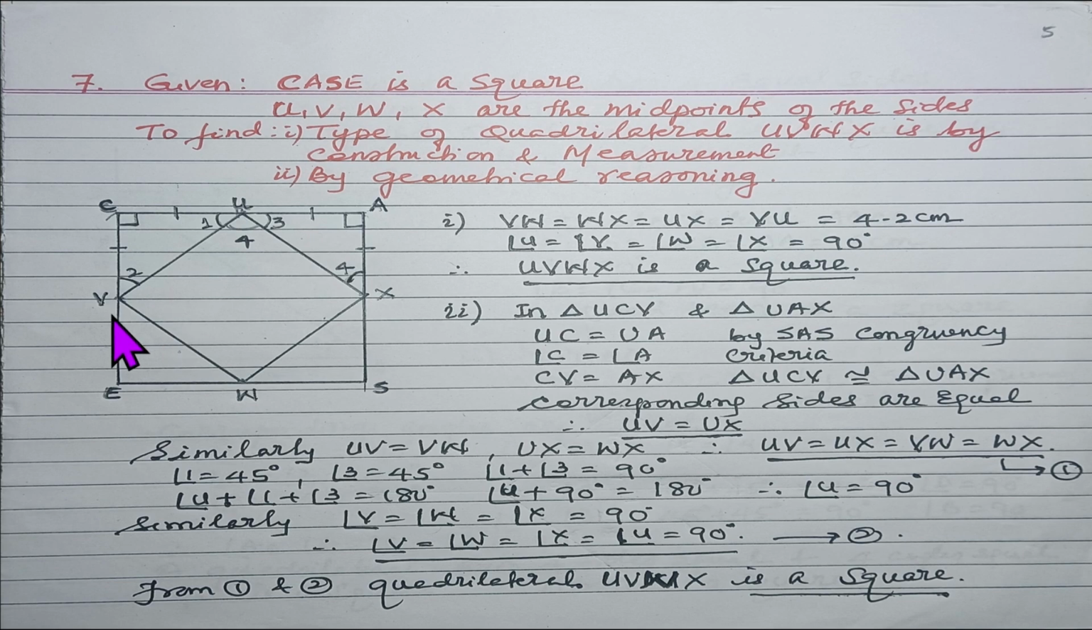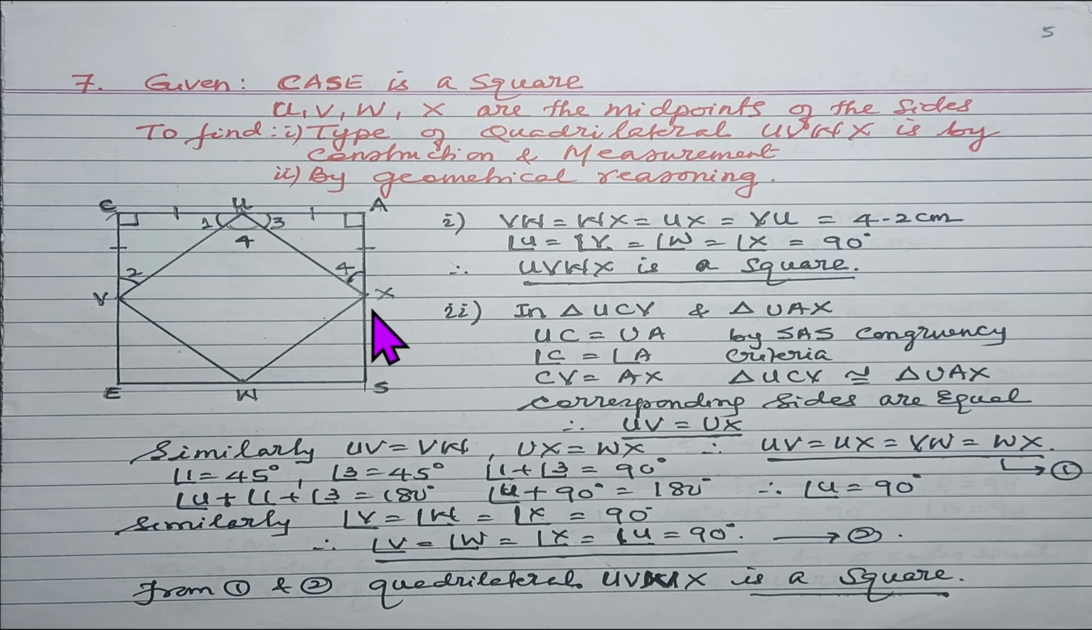By measurement it is simple, just measure the sides of the quadrilateral, they are all equal, but again we have to confirm as to why it is a square. Let us understand that. Now by geometrical reasoning, let us go for geometrical reasoning here. Now we know that VW is equal to WX, WX is equal to XU and UV. All sides are equal. I have measured it. It is 4.2 centimeters. Angle U, angle V, angle W, angle X are measured. They are all 90 degrees. Therefore, UVWX is a square. That is by construction and measurement.